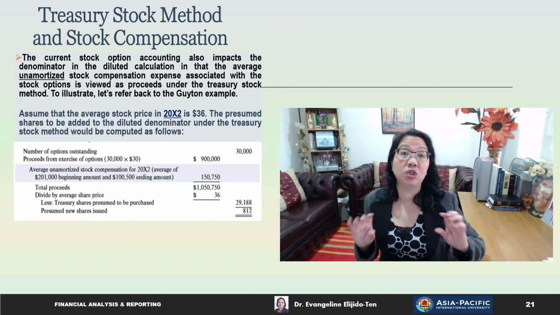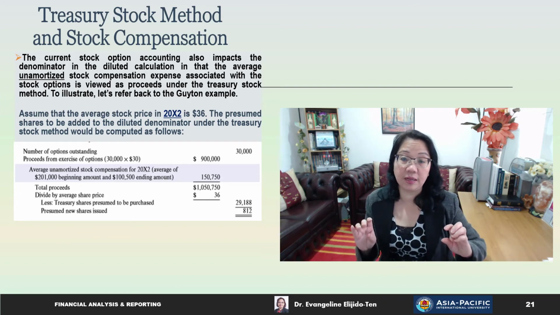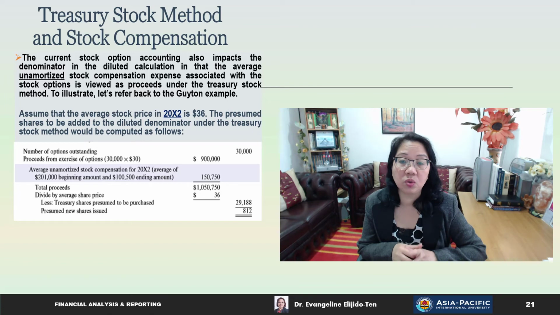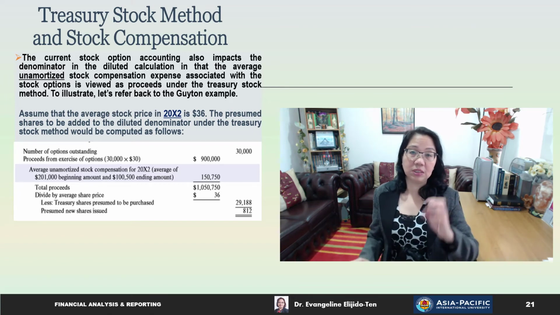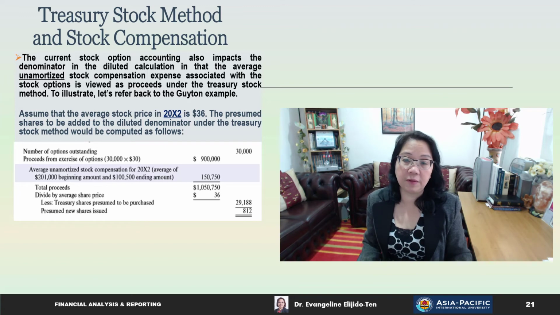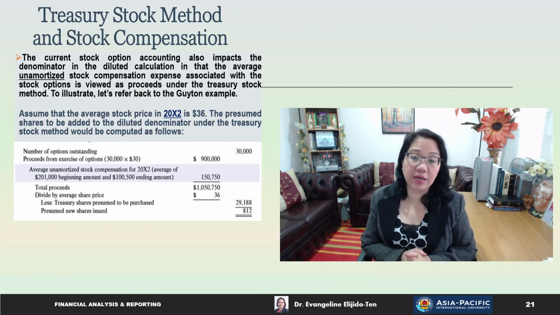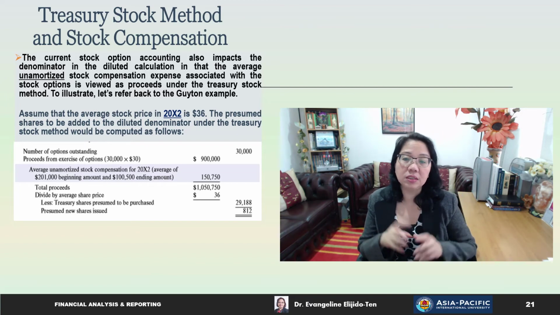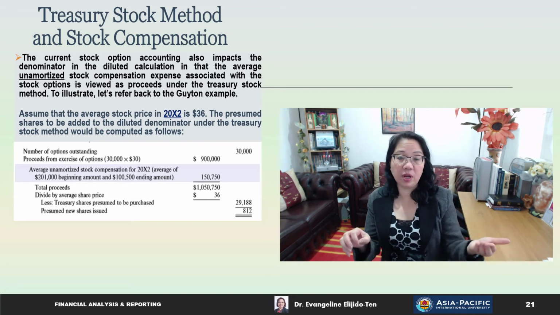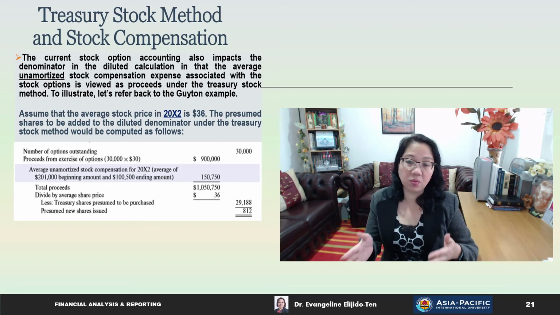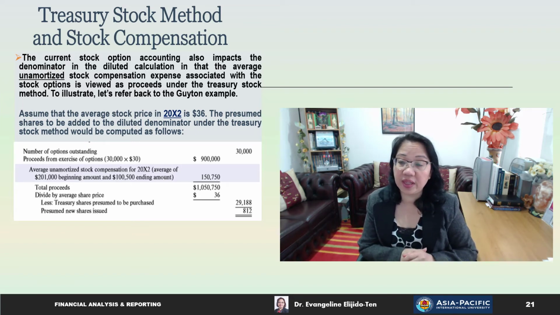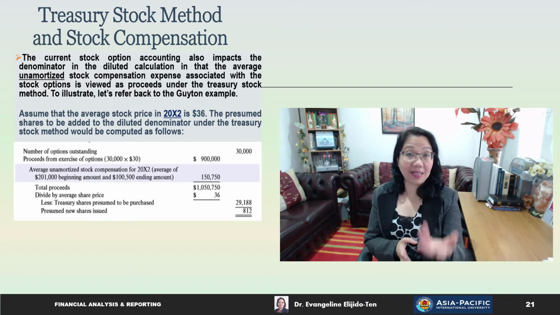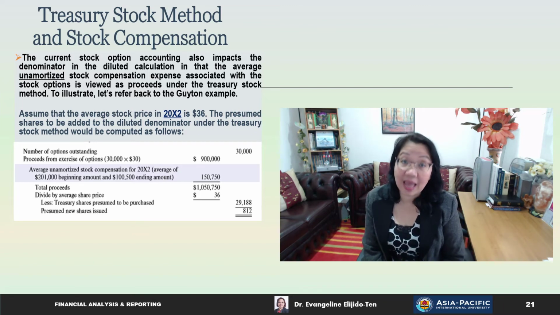So the number of options outstanding was 30,000. And remember that the exercise price was $30. So 30,000 times $30 is 900,000. Now, we also need to calculate here the average unamortized stock compensation for 20X2. So the average is the beginning balance of 201,000 plus the ending balance of 100,500 divided by 2. And that would give us 150,750.